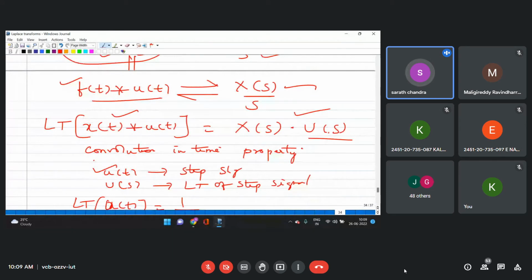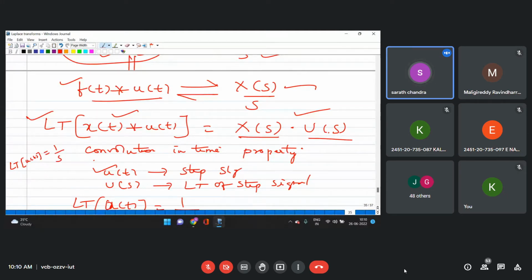With this, I have taken the Laplace transform of x of t convolved with u of t. Now we can use a property called convolution in time. If it is convolution in time, then it will be multiplication in frequency. So this will be X of s into U of s, right? What is this U of s? The Laplace transform of u of t is equal to 1 by s.